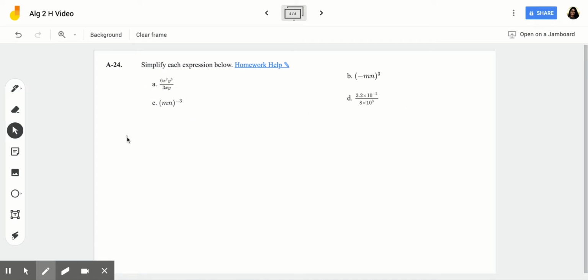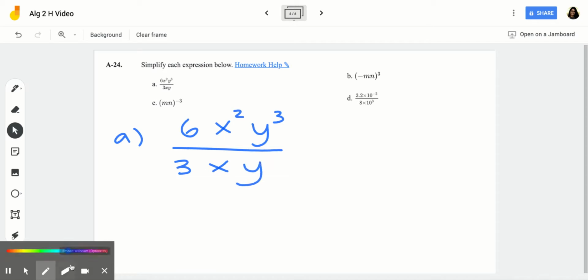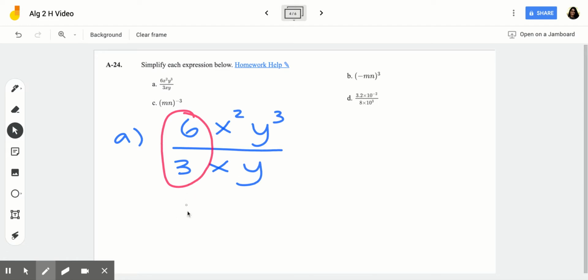Let's do A. So for A, I'm going to write it bigger, 6x squared y cubed. On the bottom, we have 3x and y. Okay, so first I'm going to deal with the numbers. 6 divided by 3, bigger number stays on top. Regular number, 6 divided by 3 is 2. Okay, there are more x's on top than on the bottom. This has a little 1 next to it. I subtract 2 minus 1 is 1. So x to the 1 stays on top. I don't need to write the 1 there. You can, but I usually don't.